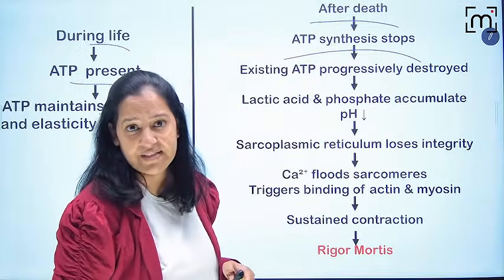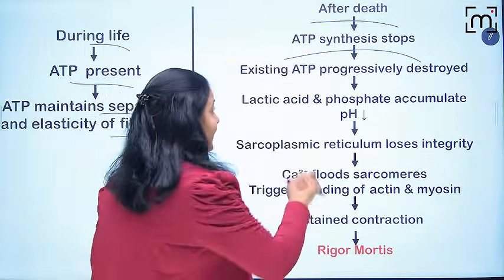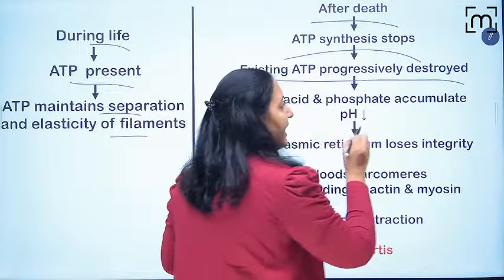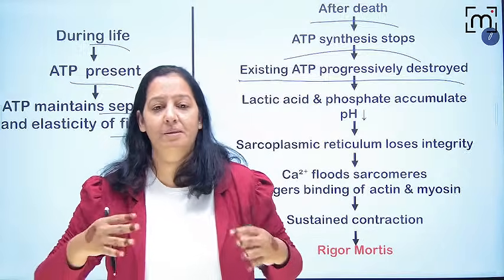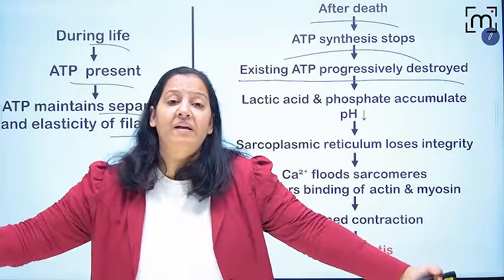Mitochondria is the powerhouse of the cell. You know, ATP synthesis takes place in the mitochondria. So when a person is dead, ATP synthesis stops and the existing ATP is also destroyed. Initially some ATP is there, and that causes primary relaxation for 1 hour.